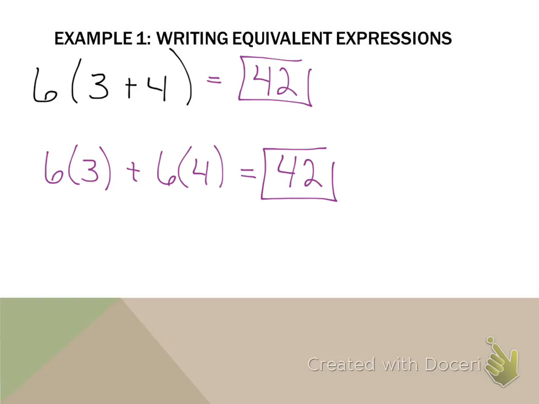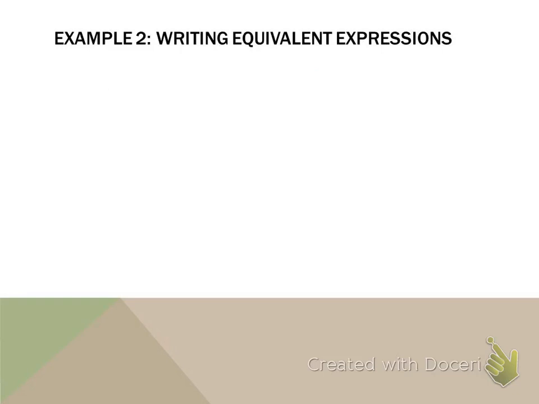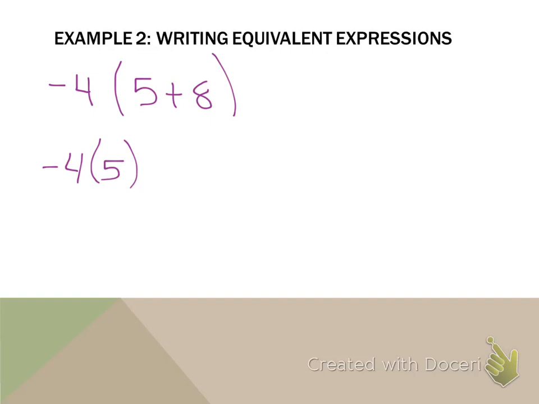Now let's deal with what if some of these are negatives? What if I do have some negatives mixed in here? So what if I had negative 4 times 5 plus 8, and I had to write an equivalent expression for that? Well, I need to make sure that I keep my negative. 4 is negative. So when I write my equivalent expression, it's going to be negative 4 times 5 plus or minus? Minus 4 times 8. Why minus 4? Because 4 is negative in my original expression, and I have to keep it negative.